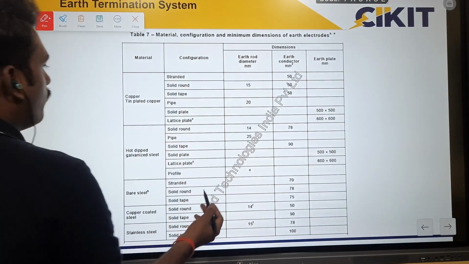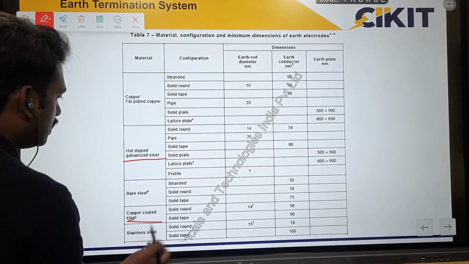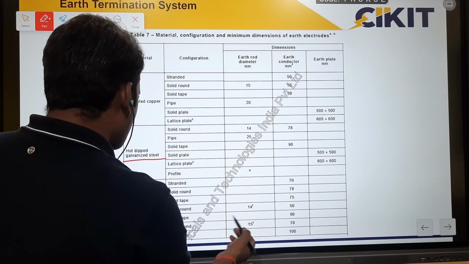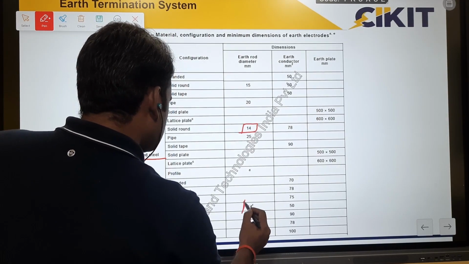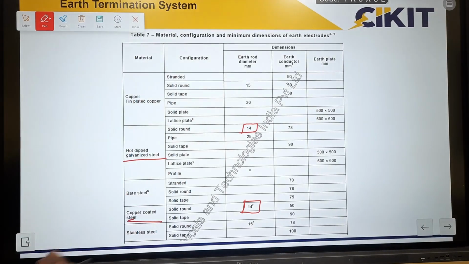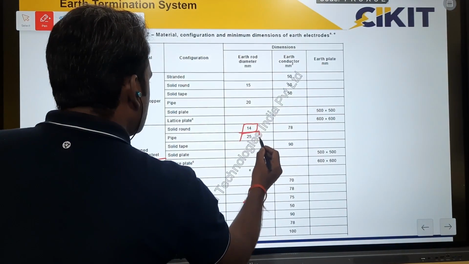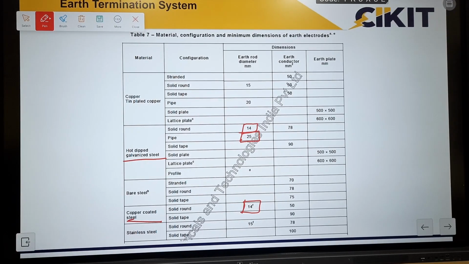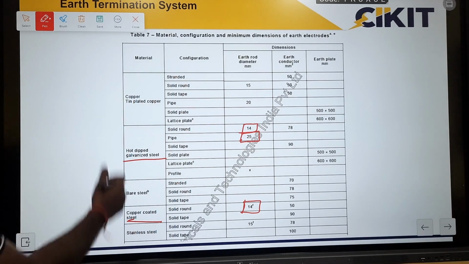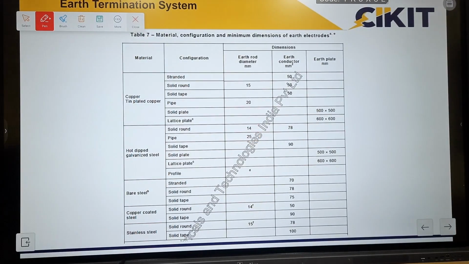So if we are going for rod, the commonly used configuration in rod is hot dip galvanized and copper coated steel. So if we are going for hot dip galvanized or copper coated steel, we can use 14 mm dia rods. So the minimum rod dimension should be 14 mm. And if I am going for pipe, hot galvanized pipe, the diameter of the pipe should be minimum of 25 mm. So this is the standard. This is the specification provided by 62305 part 3, and they have not provided details about this aluminium because aluminium is not recommended to use below the ground levels.